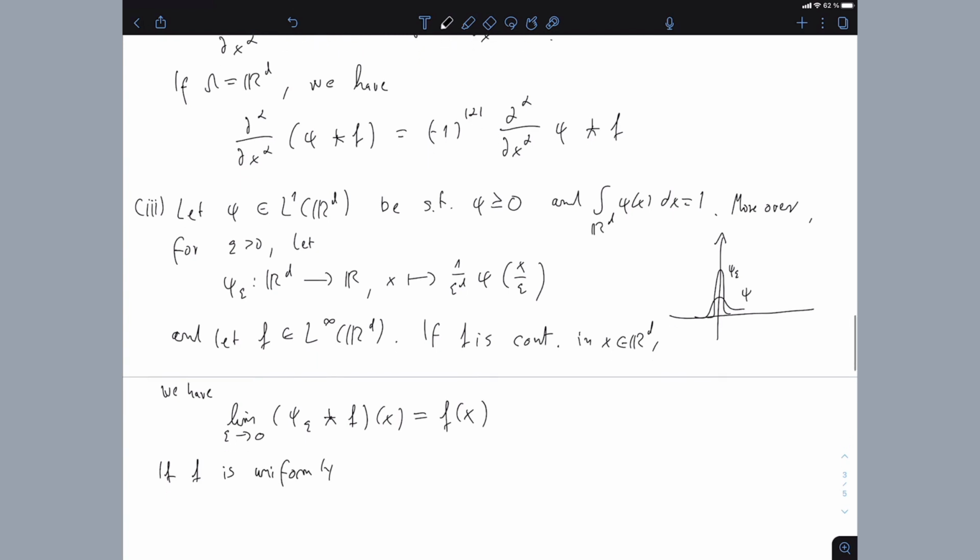And if f is uniformly continuous, then this is even stronger. Then this correlation converges to f on each compact subset uniformly.